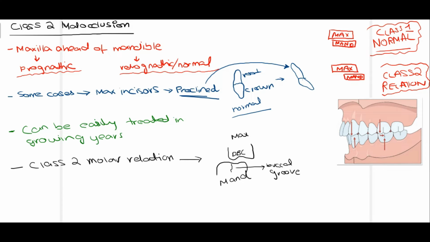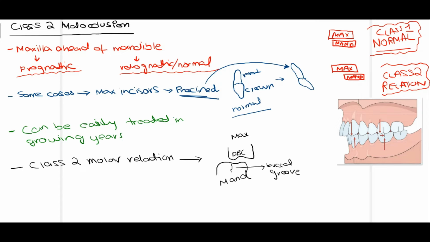Now let's begin with defining what actually is class 2 malocclusion. Simply put, class 2 malocclusion is basically when the maxilla is positioned ahead of mandible. Now what do we mean by that? As you can see in this diagrammatic representation, class 1 is the normal relation that is to be present for functional reasons as well as aesthetic reasons. Now you can see maxilla is positioned just ahead of mandible. That is the normal relation, class 1 relation, which is normal.